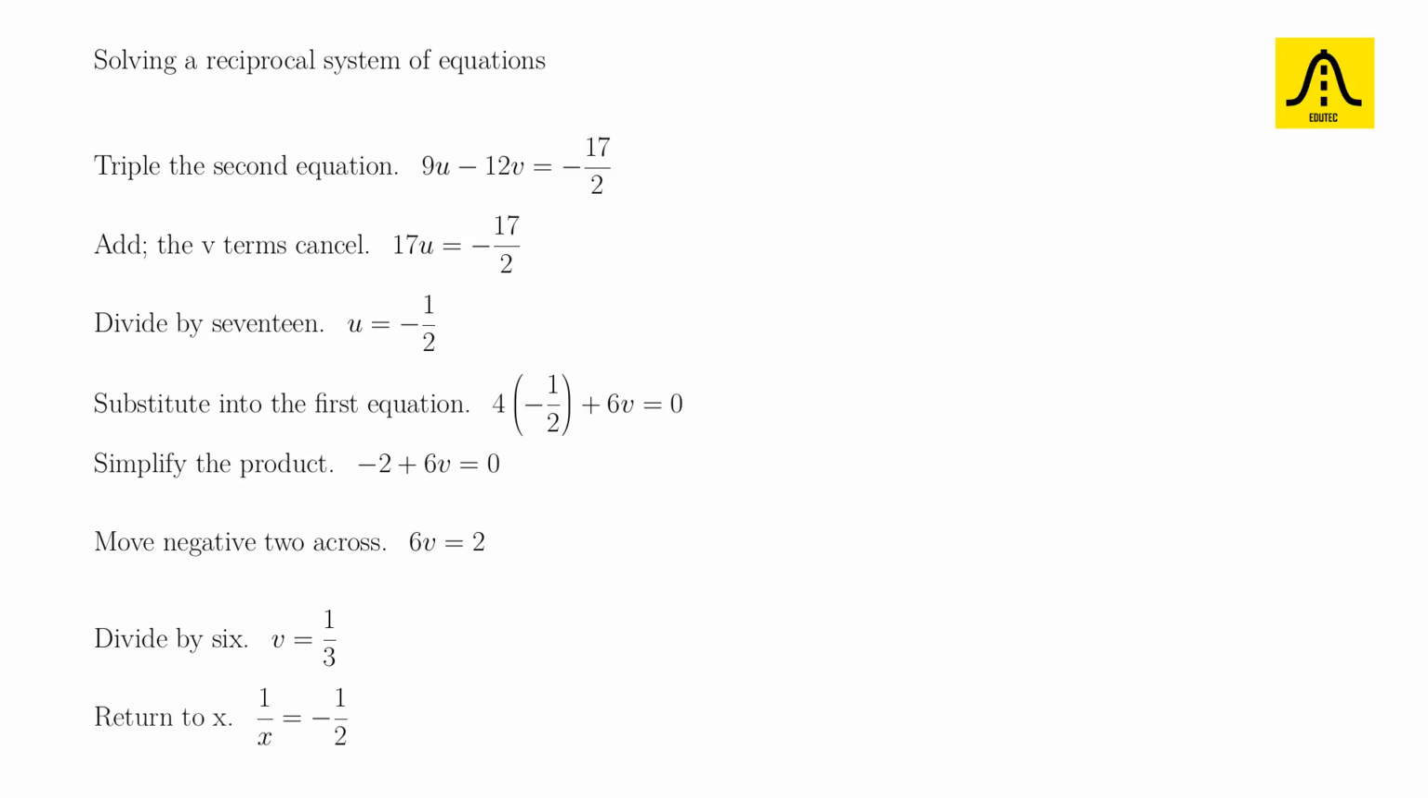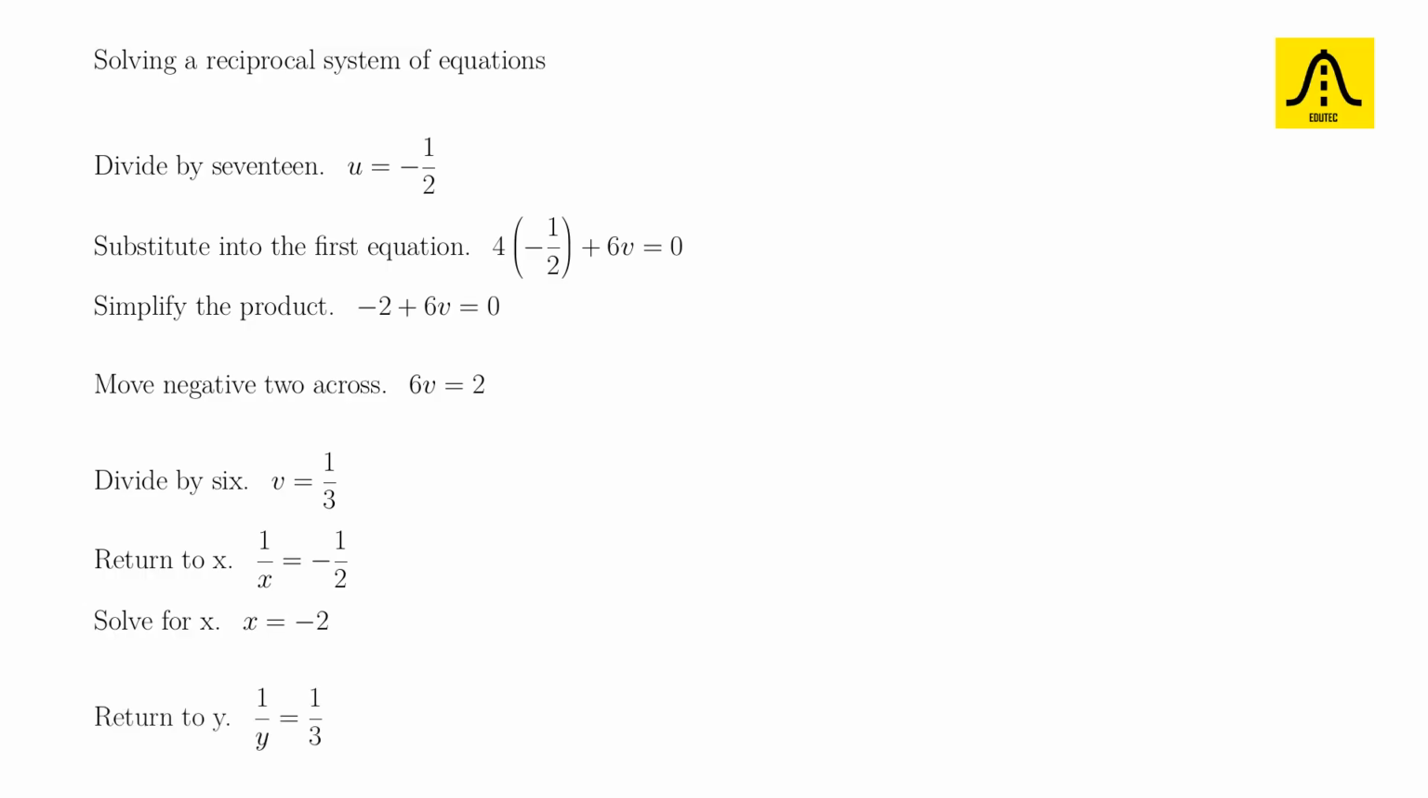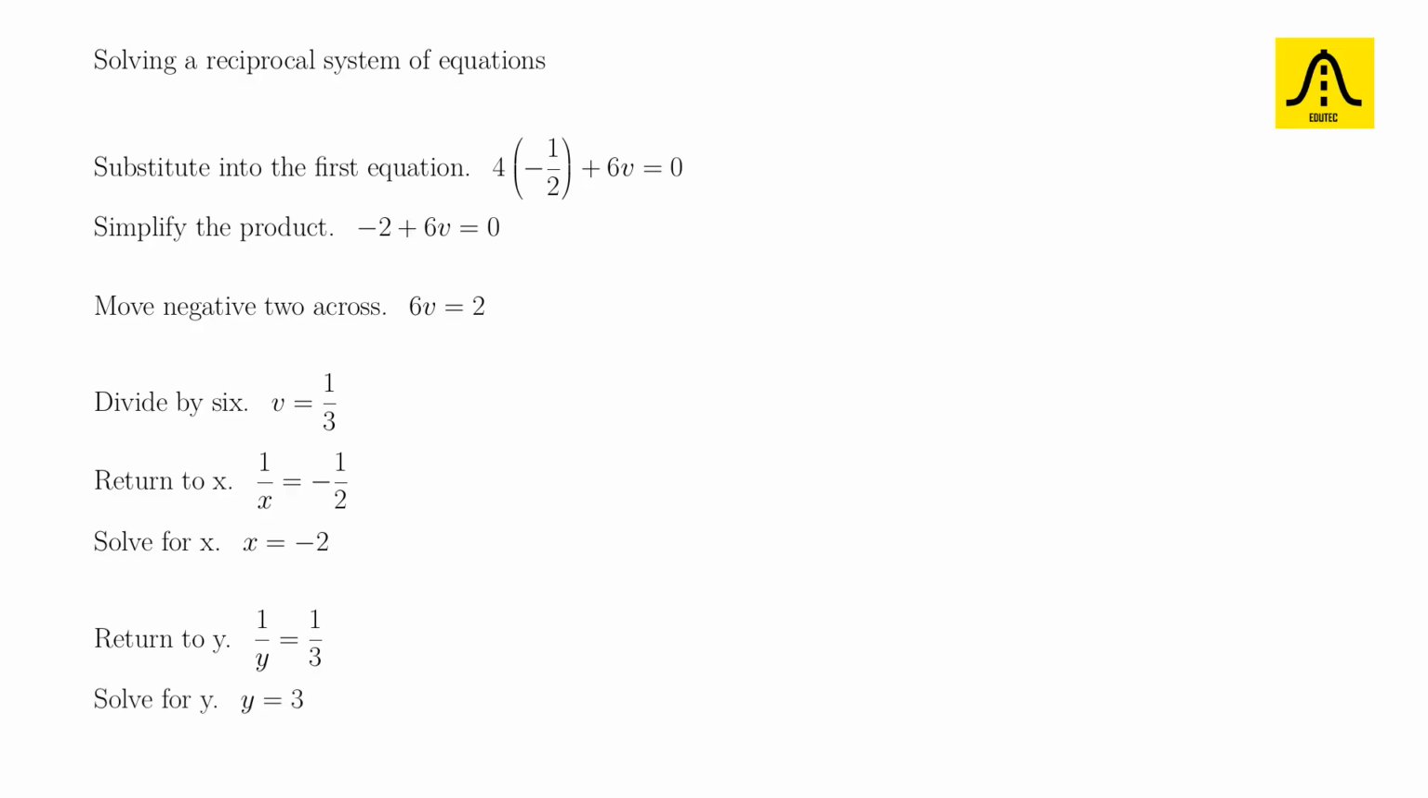Since u is 1 over x, 1 over x equals negative 1/2. Taking the reciprocal gives x equals negative 2. Since v is 1 over y, 1 over y equals 1/3. Taking the reciprocal gives y equals 3.